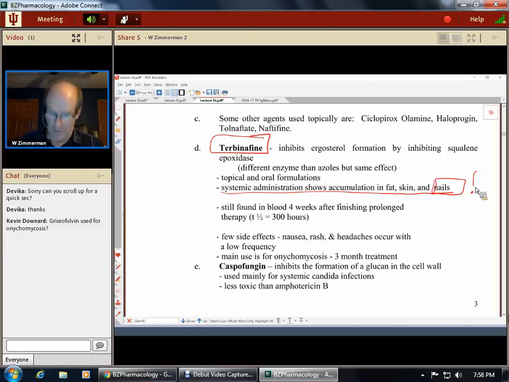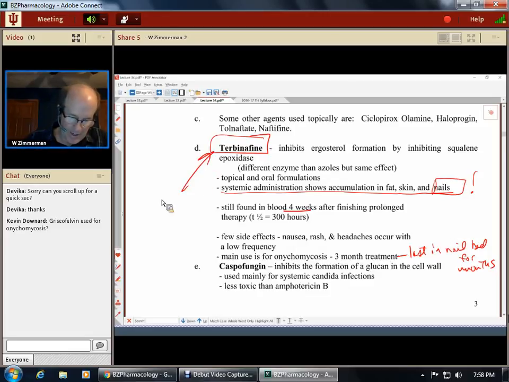You can still find it in the blood 4 weeks after prolonged therapy, so it's still sitting in those nail beds. So sometimes it's a 3-month therapy to treat a nail infection. And I do have that in here. But it will last in the nail bed for months. So sometimes patients complain, I took it for 3 months, it started to work, and now I want it again, and finish it off, thinking like you normally would with an antibiotic. We got it on the run, let's kill it.